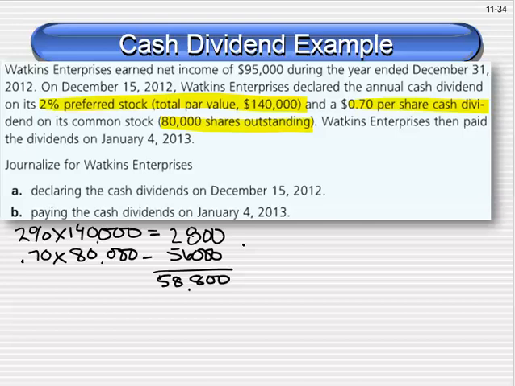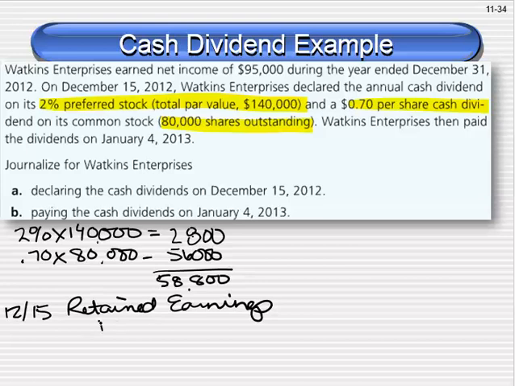So when we do our journal entry to record that declaration of that dividend on the 15th, we're going to need to debit retained earnings for the $58,800. And we will credit dividends payable, or common dividend distributable, for $58,800.